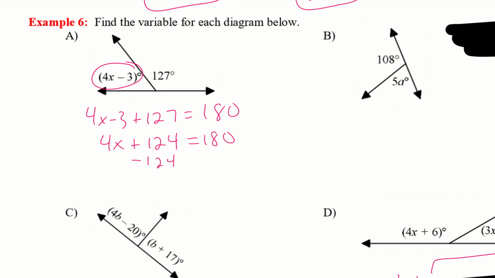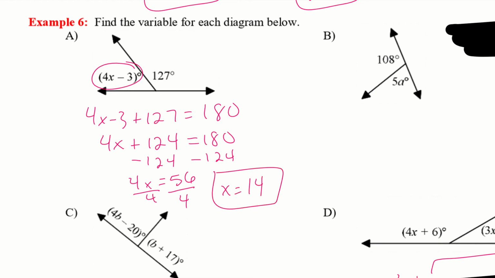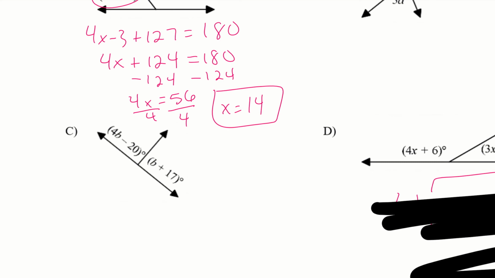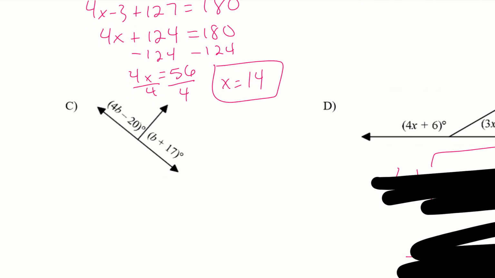Subtract my 124. 4x equals 56, and then divide by 4, x equals 14. So they still add up to equal 180, even if we have a whole term in there, a whole problem.